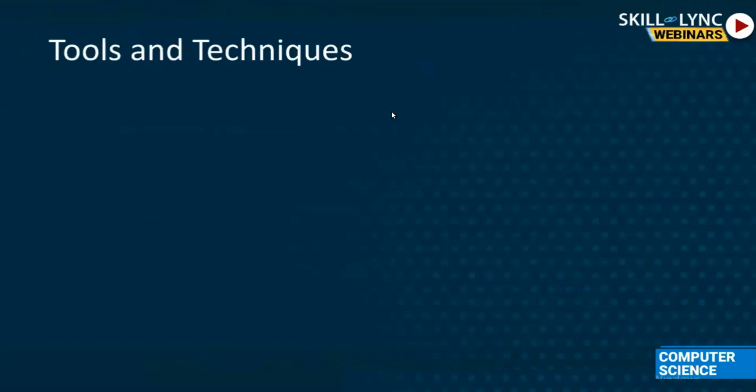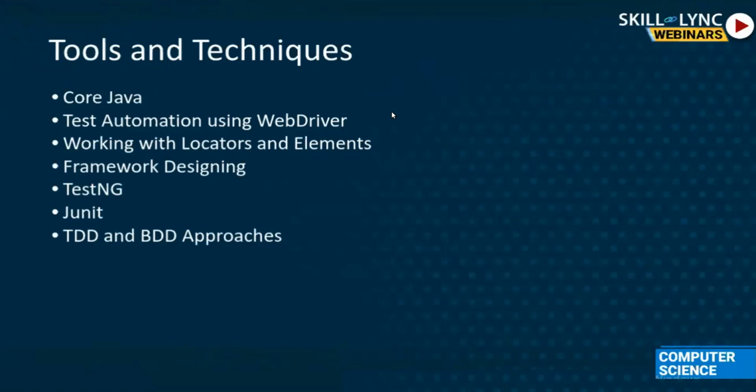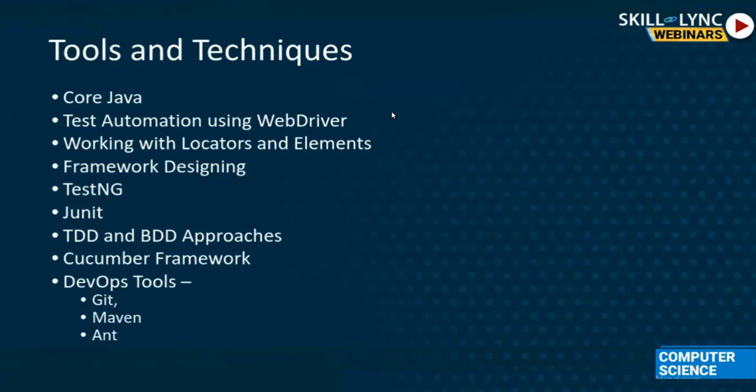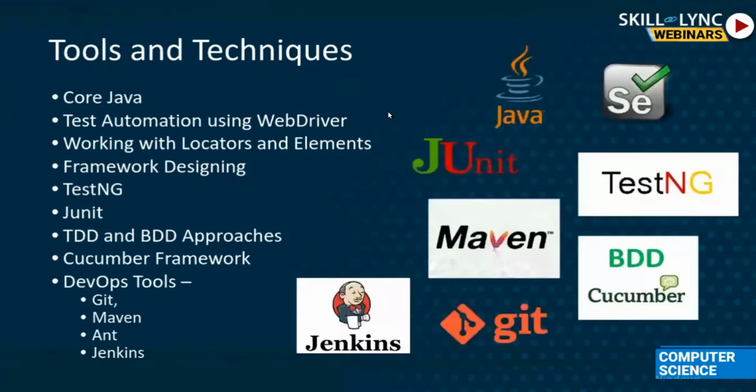And if you want to pursue the DevOps world, these are all the things which you should know. You should know core Java. You should also know test automation using WebDriver. You should also know working with locators, designing the framework. You should know TestNG. You should also know JUnit. Then you should know Cucumber for BDD and TDD. And again, for BDD, we have this framework. And then you should know all these DevOps tools like Git, Maven, and Jenkins, and these are nothing but the tools which are required for us to become a test automation engineer in the DevOps world.